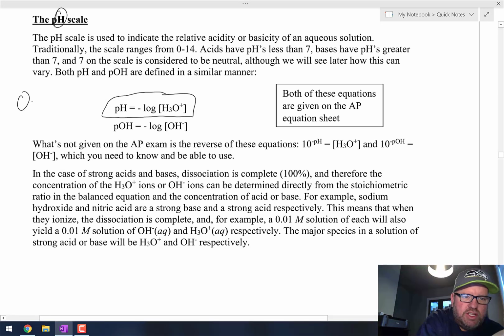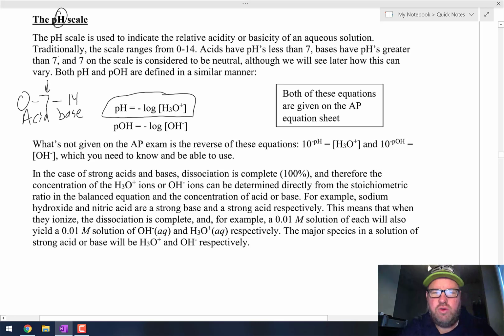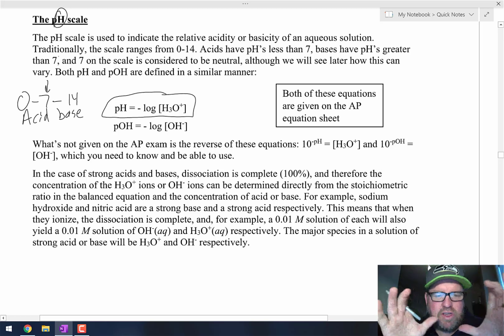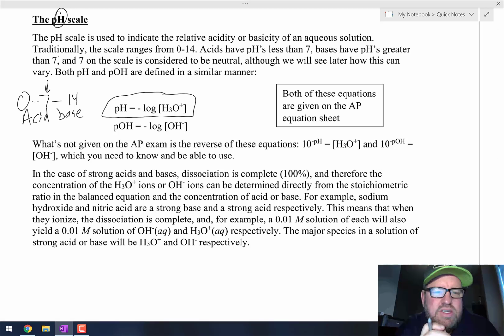Usually when the number is between 0 and 7, you consider that an acid. If it's between 7 and 14, you consider it a base. And if it's right at 7, you consider it neutral. Even though that's not a perfect definition, that's a good place to start.